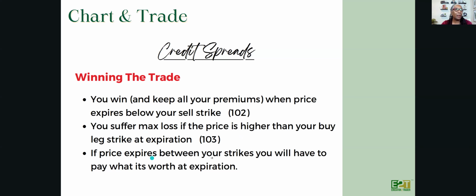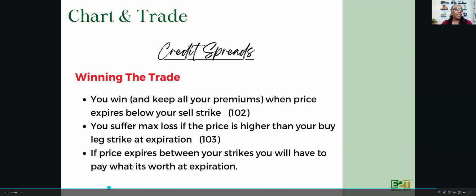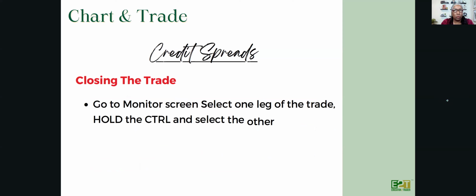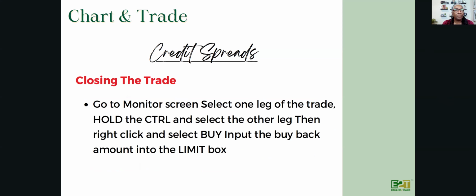If the price expires between your strikes, then you have to pay whatever the trade is worth at expiration. So if it's below the 102, you keep all the premiums. If it's above 103, then you suffer max loss. You lose the whole width of the spread. But if the price expires between 102 and 103, you basically just pay whatever the spread is worth at that time.